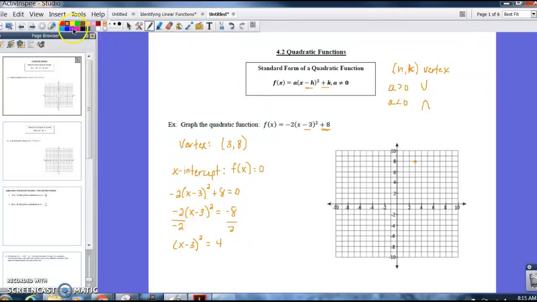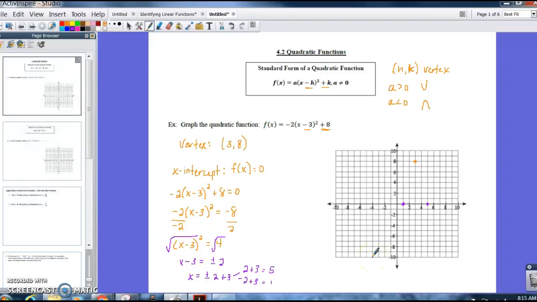Now if I take the square root of both sides, that (x - 3)² just becomes x - 3. And here, I end up with plus or minus 2. So x is plus or minus 2, plus 3. You can think of it as 2 plus 3 and -2 plus 3. So it would be 5 and 1. So here at 1 and here at 5 are my x-intercepts.